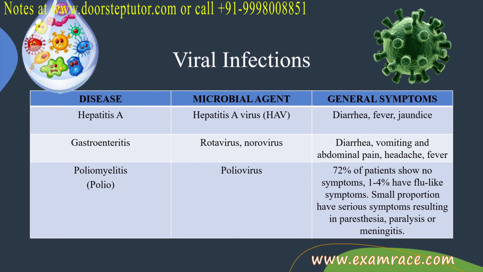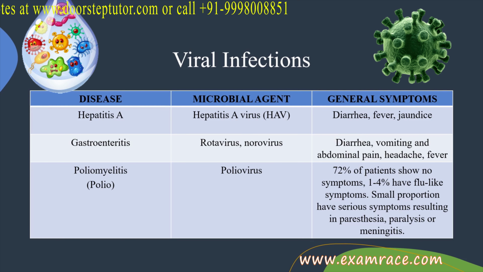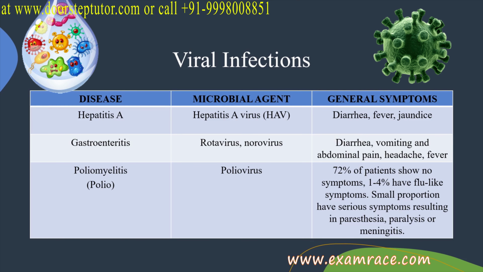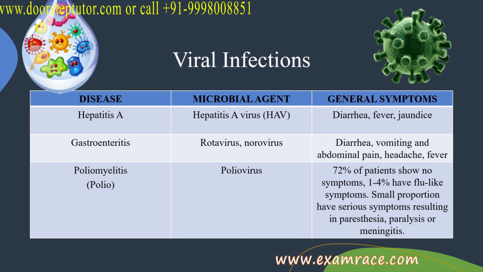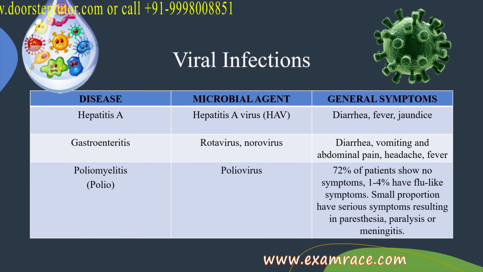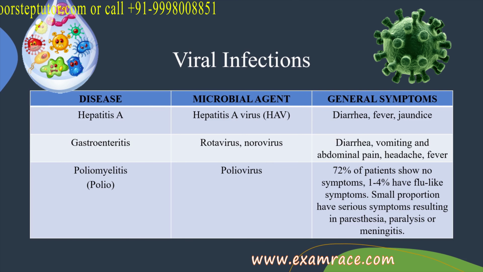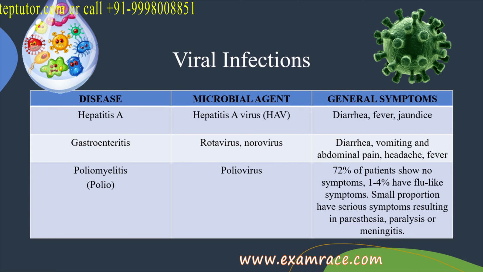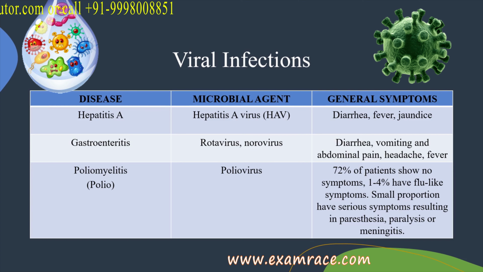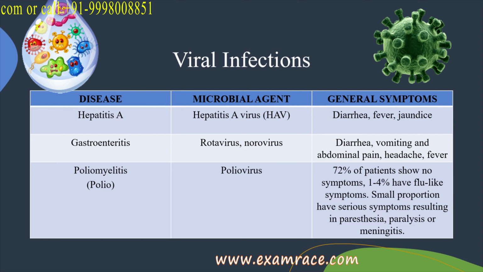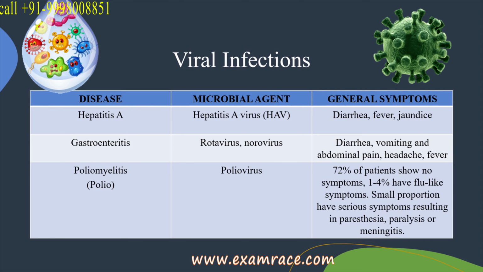And then we have polio, the microbial agent being poliovirus. Polio is not a very lethal disease in most cases. It has been seen that in 72% of patients, it shows no symptoms, and 1 to 4% could have flu-like symptoms, and a very small proportion could have serious symptoms resulting in paresthesia, paralysis, or meningitis.